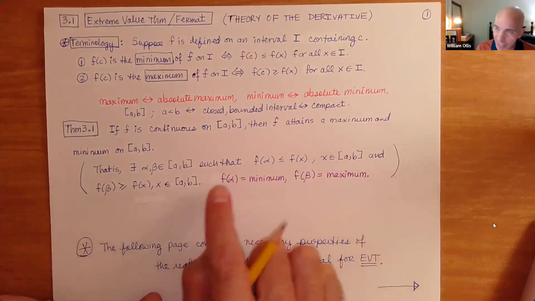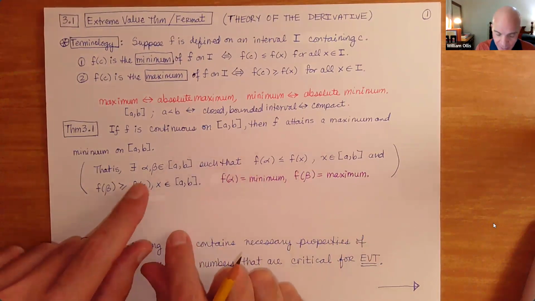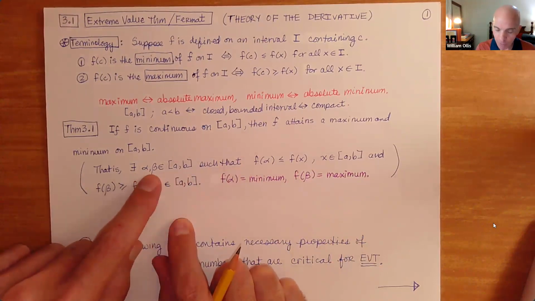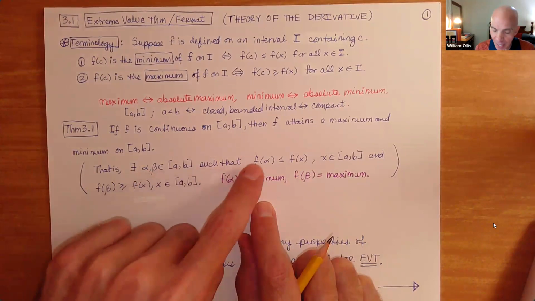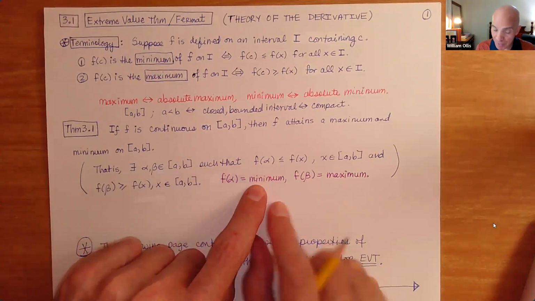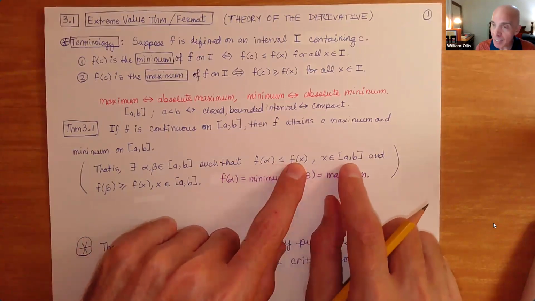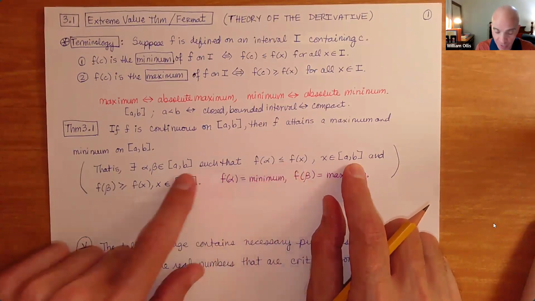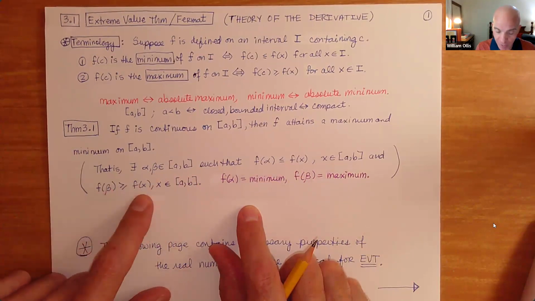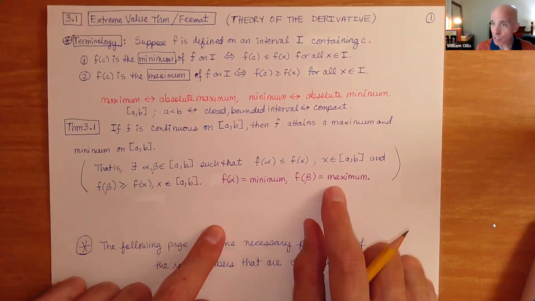Now, when we think about the conclusion of the theorem, what that basically means is that there are two elements in the closed set. We can call them alpha and beta, such that f of alpha provides the minimum. That is, f of alpha is less than or equal to f of x for all x in the closed set AB. And then there's a beta such that f of beta is greater than or equal to f of x for all x in AB. That is, f of beta is the maximum.